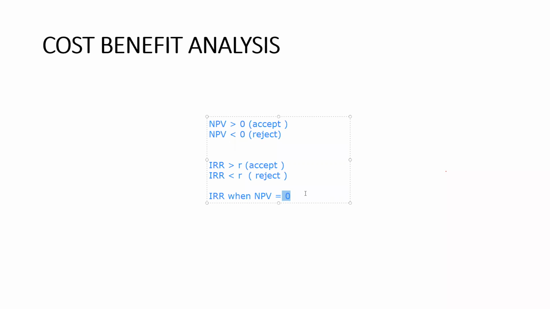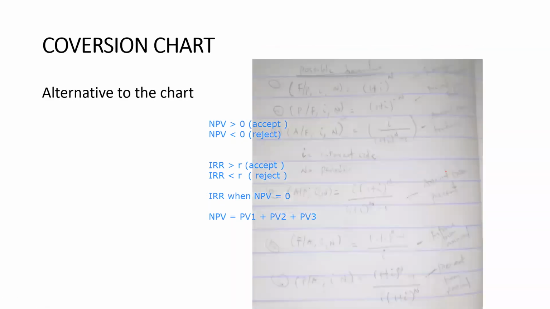So, okay. Let's take, for instance, I have NPV. NPV equals PV1 plus PV2 plus PV3. Okay, so let me go back to that chart, so you guys can see what I'm saying. Okay, good.